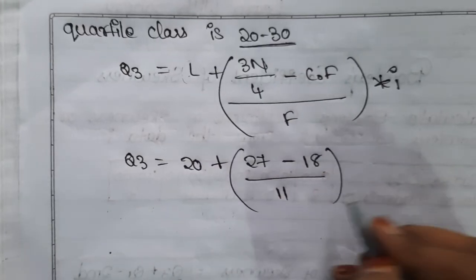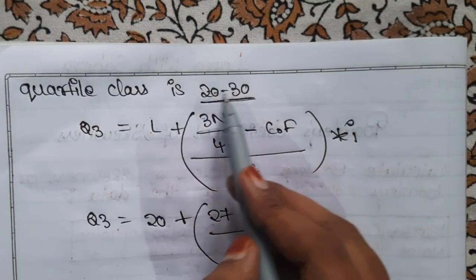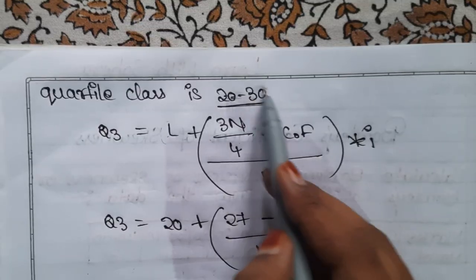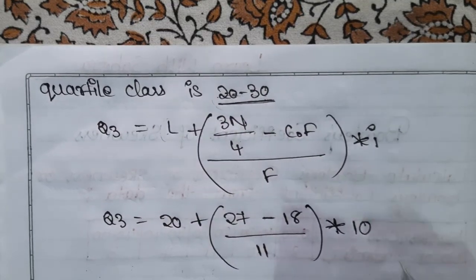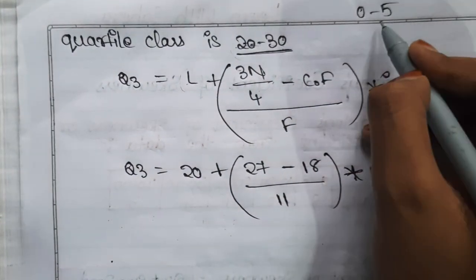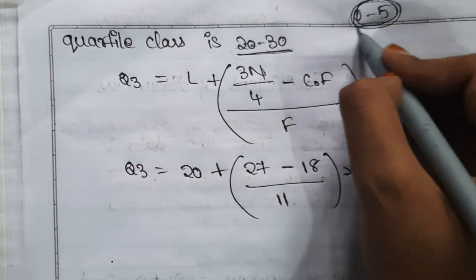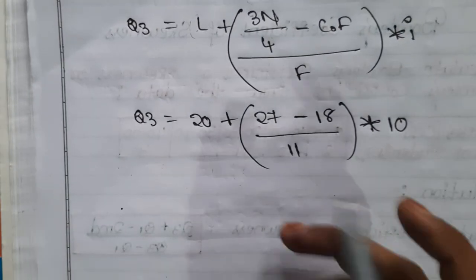Then multiply by i. I is nothing but the gap between this class interval. 20 to 30, it is 10. So we are going to take 10. If it used to be like 0 to 5, only a gap of 5 used to be there, we used to take 5, but here it is 10, that is why we are taking this 10.